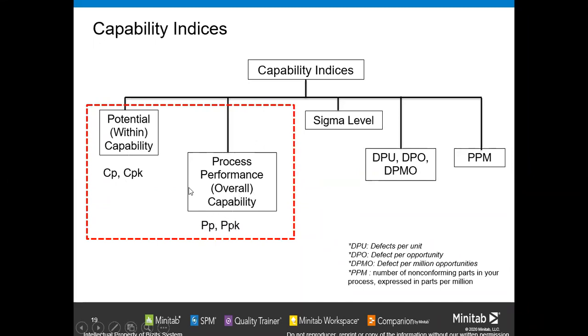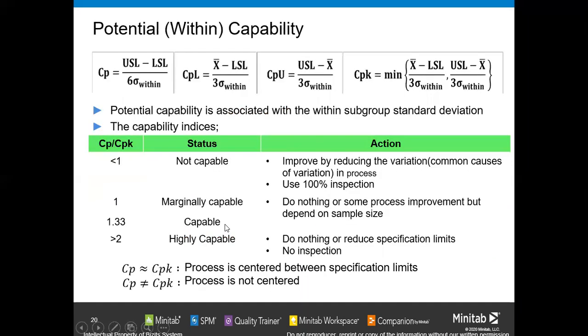In terms of short term and long term, you have between and within subgroup. The within subgroup is the potential capability. The overall one is what we consider the process performance, your overall capability. So we go for the first one, the potential capability. This is how we get the CP and CPK. The potential capability is associated with the within subgroup standard deviation.